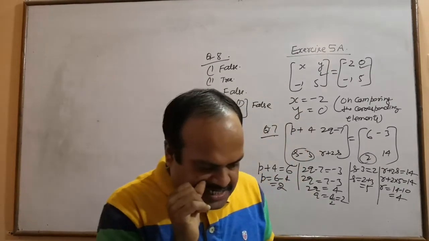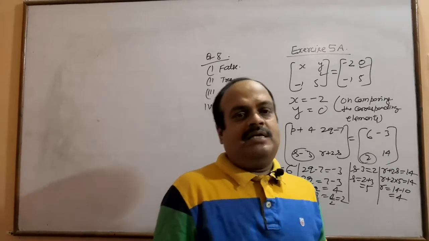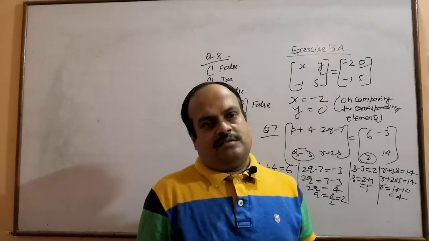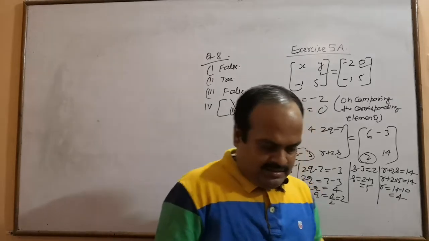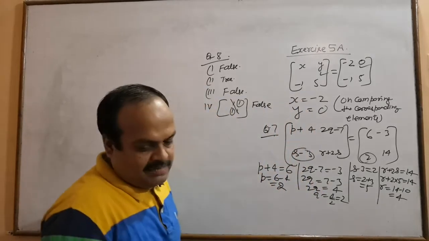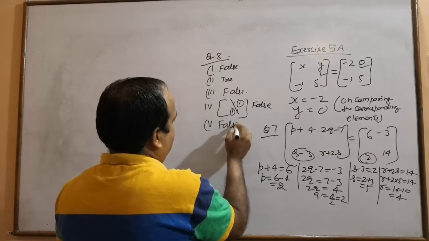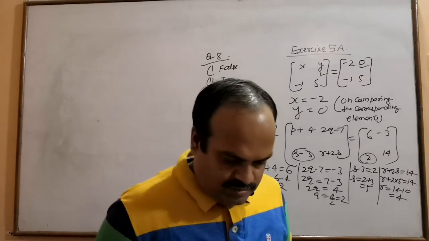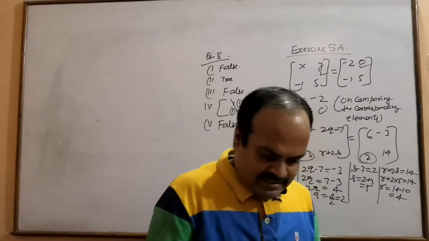Next, a matrix is an aggregate of numbers. No, a matrix is an arrangement of numbers in rows and columns, a rectangular arrangement. It is not an aggregate of numbers. So the fifth is also false. So we have only one statement true, I think, and that is the second one.